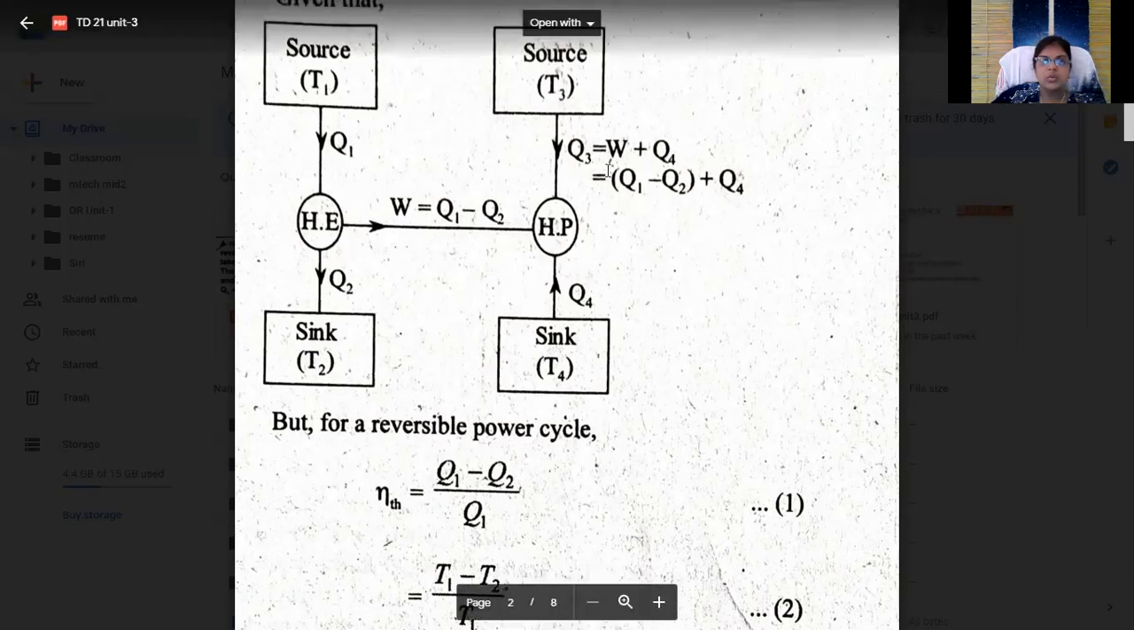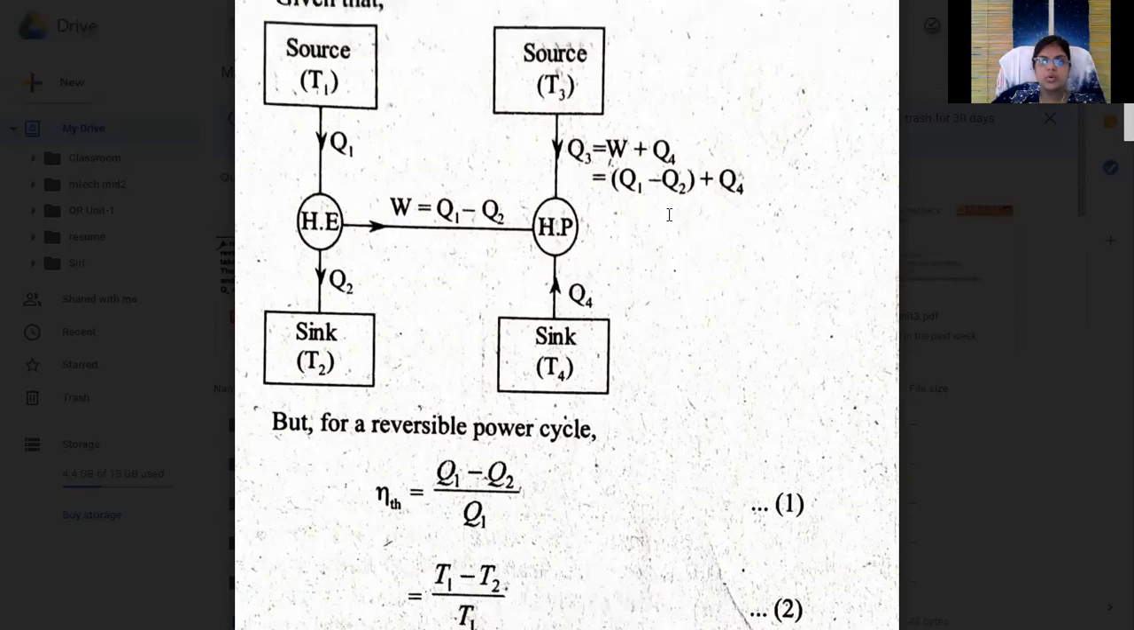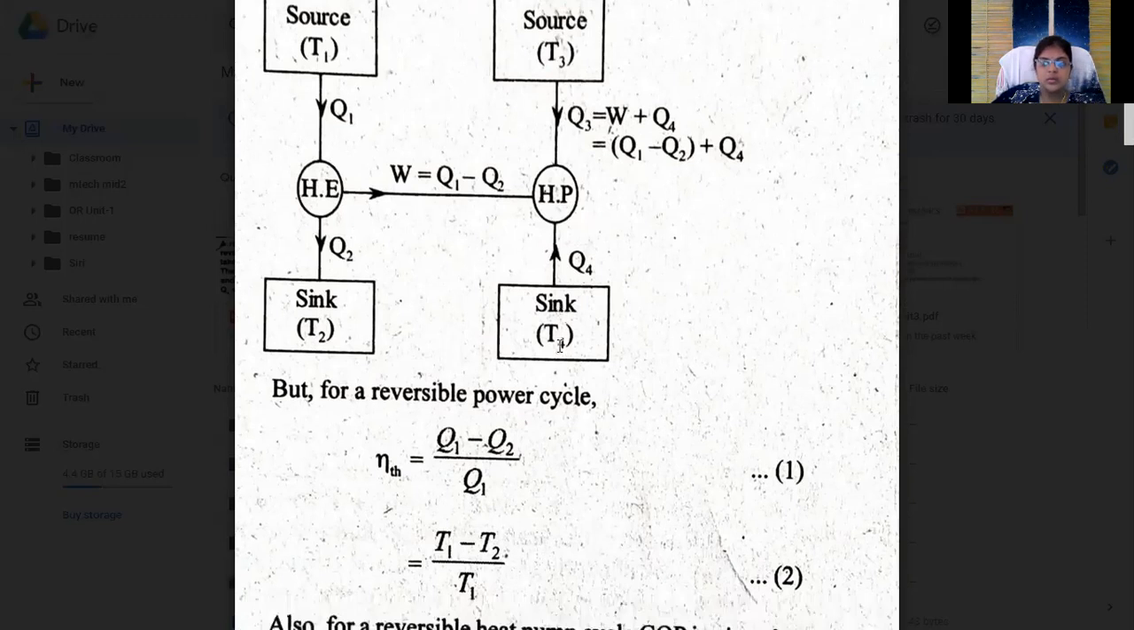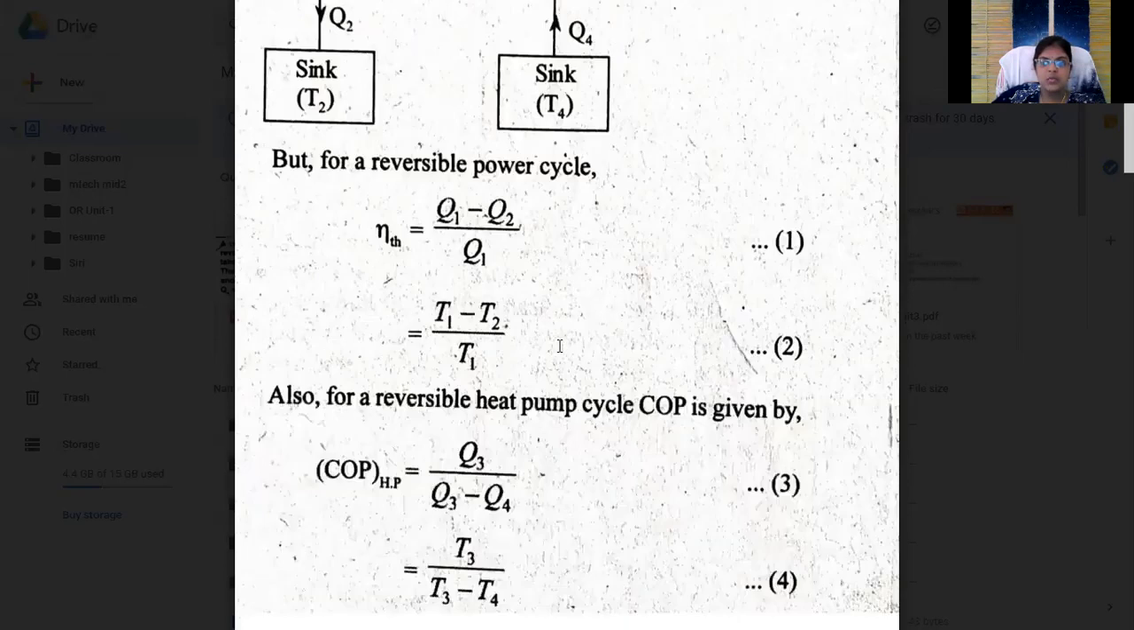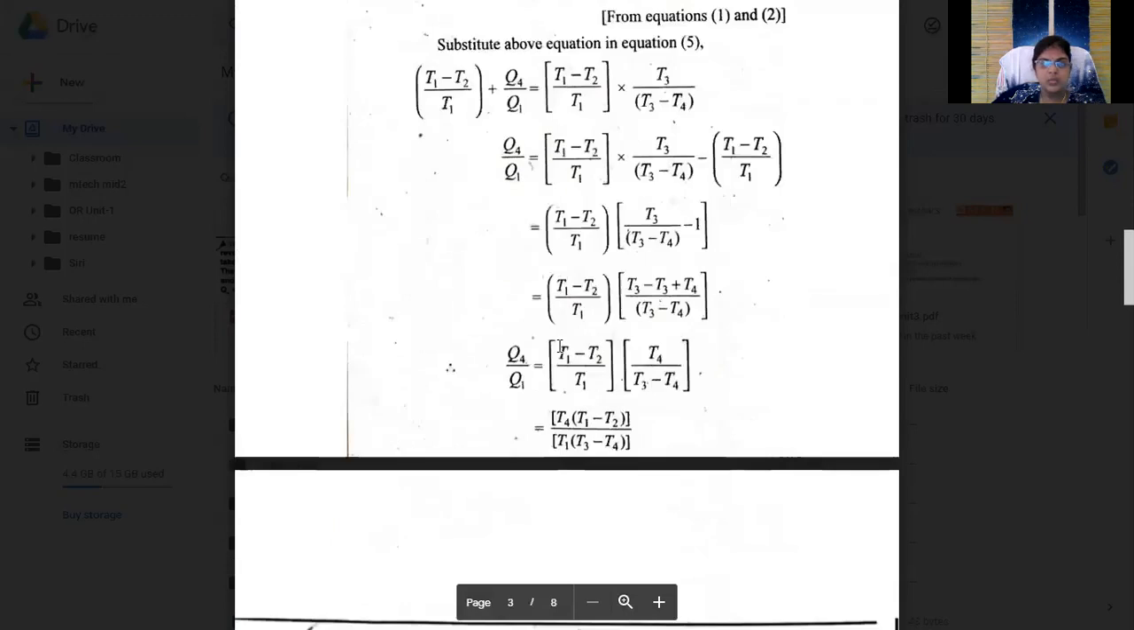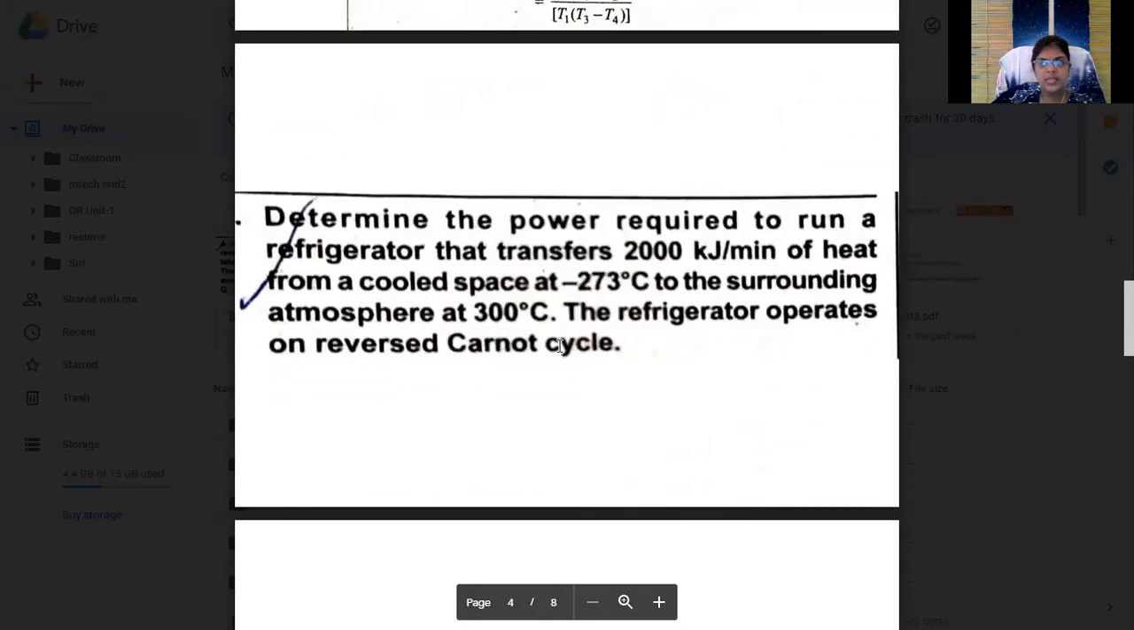Okay, here Q3 is equal to W plus Q4, and this W is Q1 minus Q2, and separately the heat pump work done is Q3 minus Q4. So this is our entire diagram. We will take this diagram and solve, and finally we got Q4 by Q1. And next problem we will see, look at once.